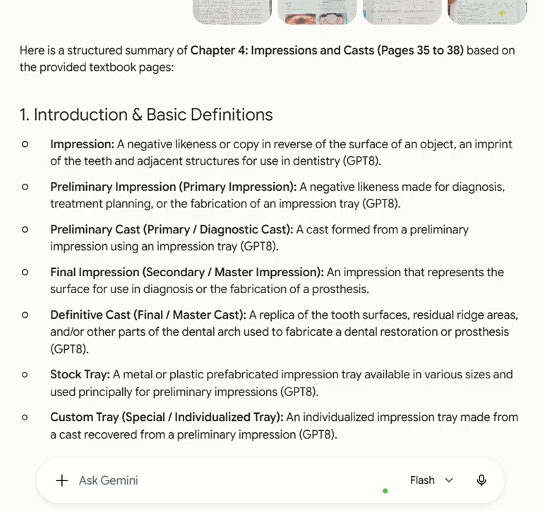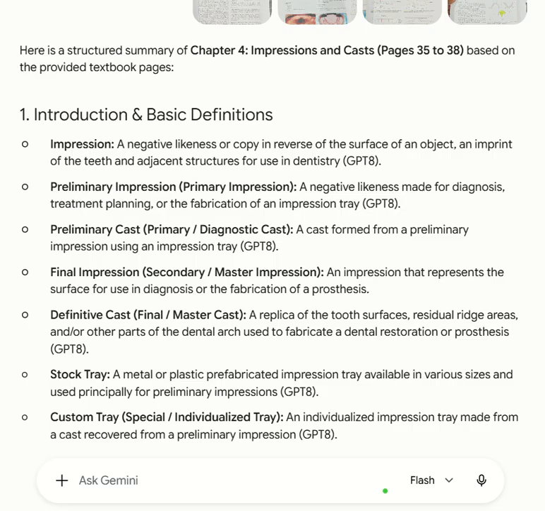Preliminary impression, primary impression: a negative likeness made for diagnosis, treatment planning, or the fabrication of an impression tray, GPT-8. Preliminary cast, primary, diagnostic cast: a cast formed from a preliminary impression using an impression tray, GPT-8.